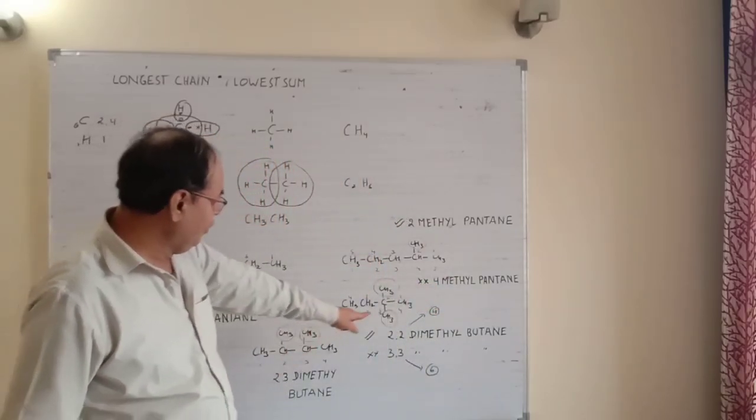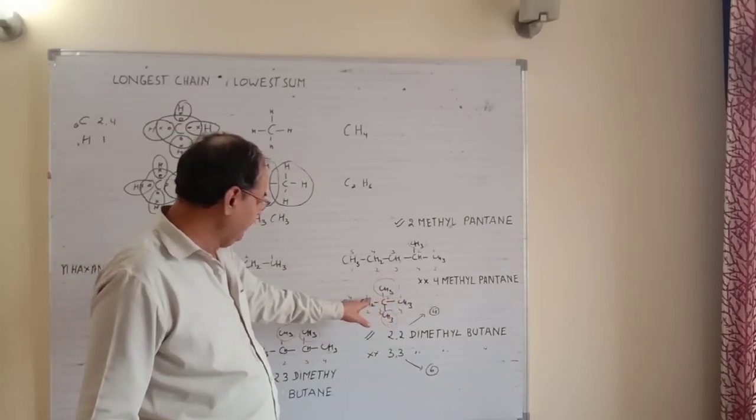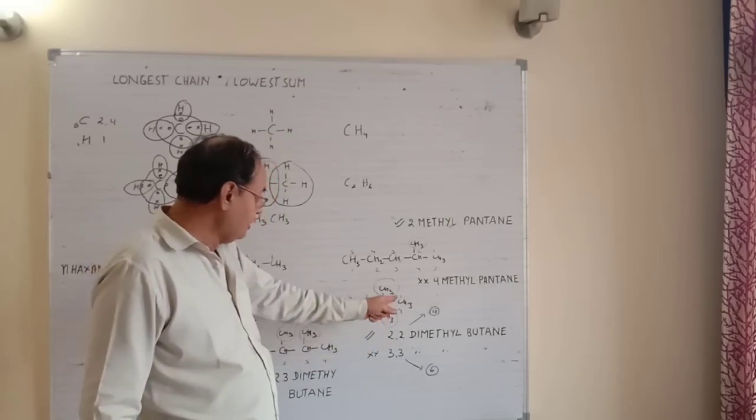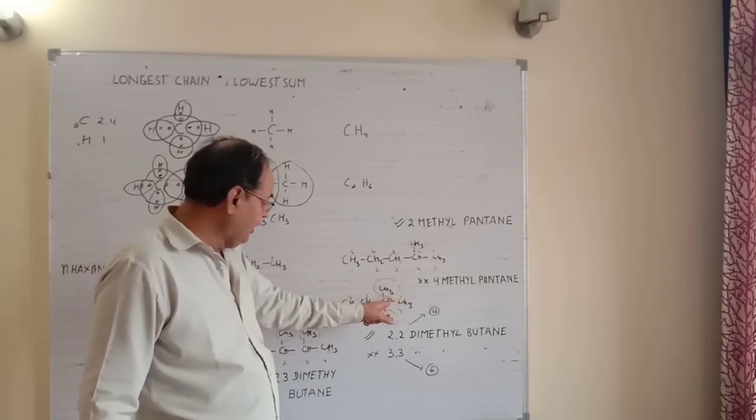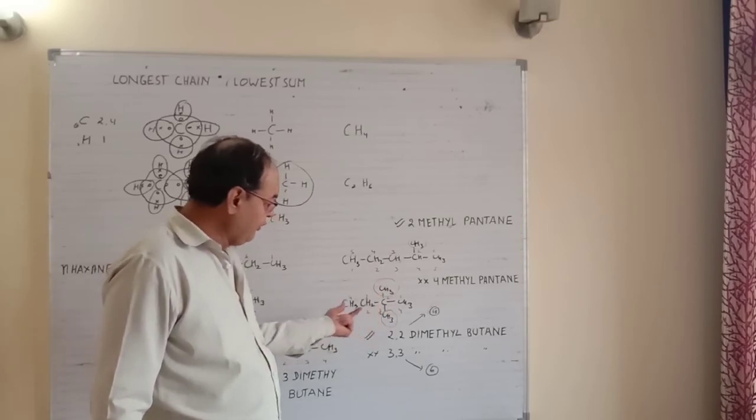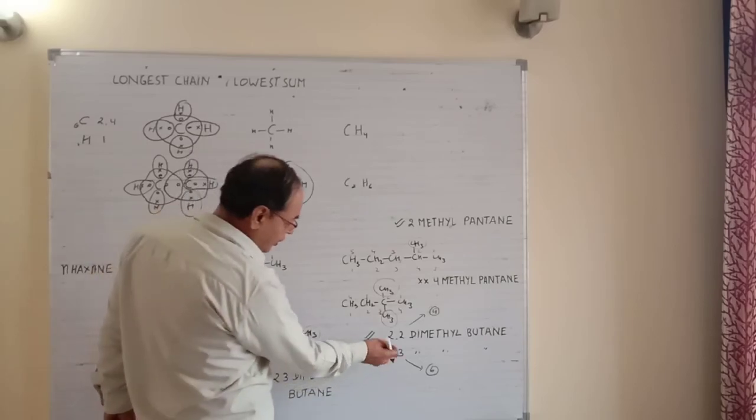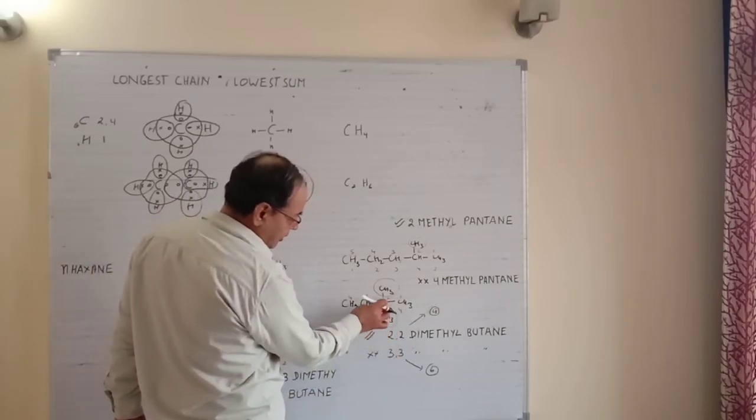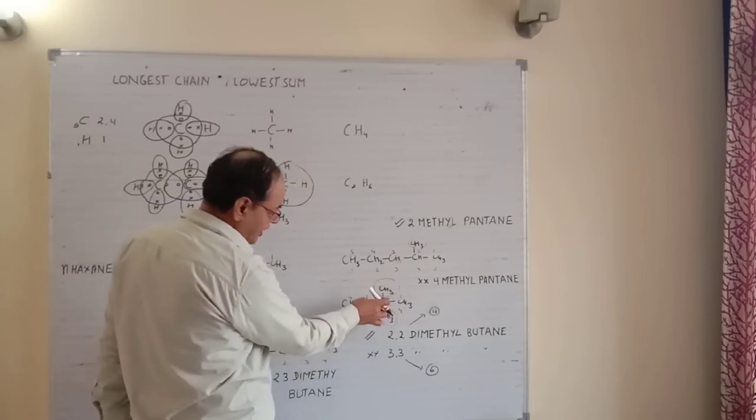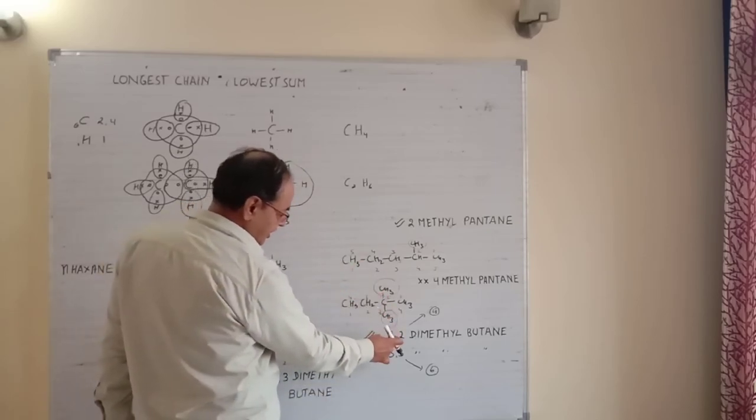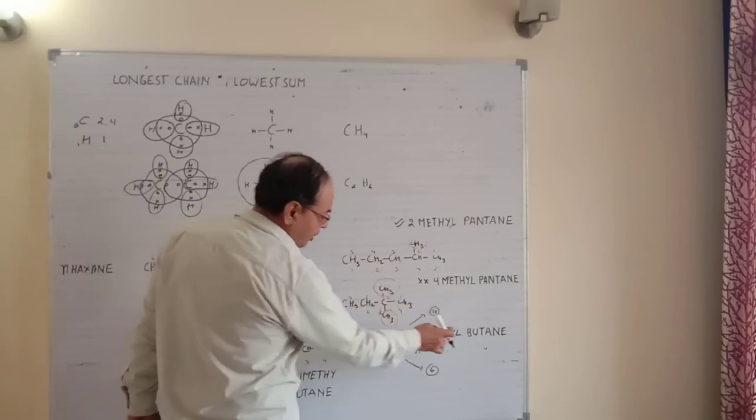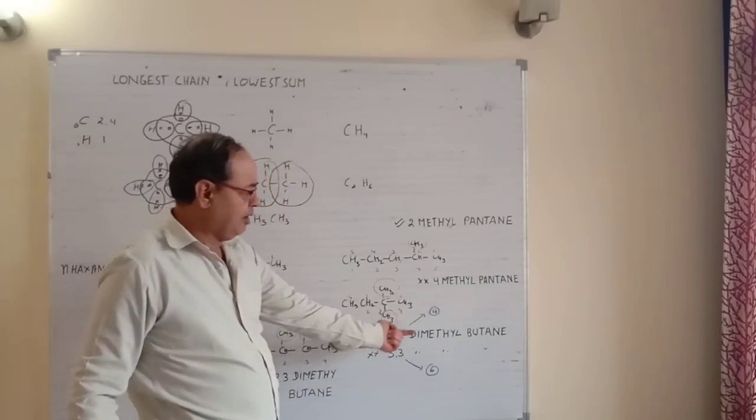Same way, when you go for this one, 1, 2, 3, 4 and 1, 2, 3, 4, 4 is the longest chain. Now you start from this end. If you see carefully, at the second position you are getting 2 methyl groups. So you will write 2,2 at the 2 position, since methyl is coming 2 times. You have to write this 2 for this one and this 2 for this one also. So that is 2,2-dimethyl, and the longest chain is 4, it is butane. So the name is 2,2-dimethylbutane.